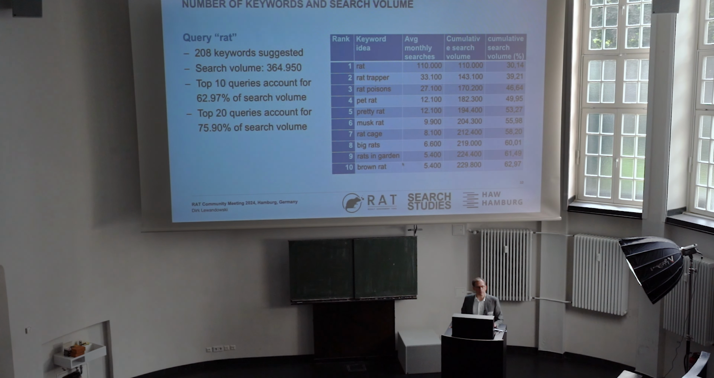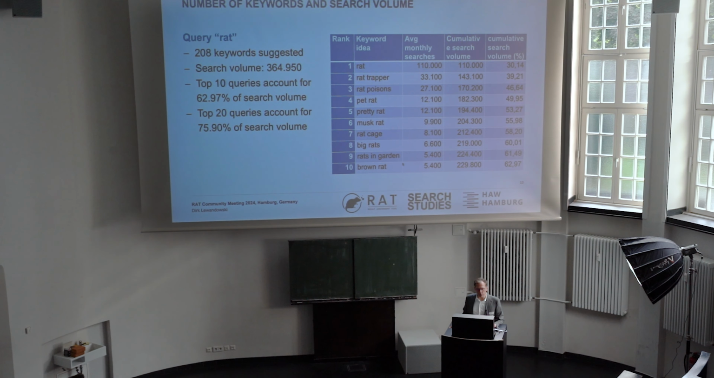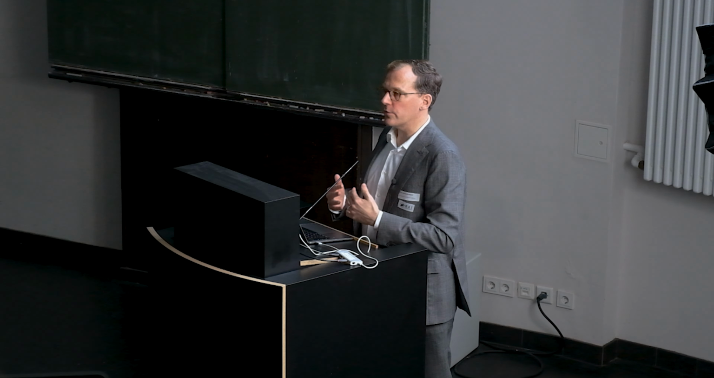So in the table, you just see the 10 most popular queries generated by the tool. So we have the original query, which is red, which has the highest search volume. And in the table, you can see the average monthly searches. You can see the cumulative search volume. So for position 3, it's for the first 3 queries. And you can also see if you just use the first 3 queries, you would already have 46% of the search volume. So we can make a decision on which queries to use by the search volume.